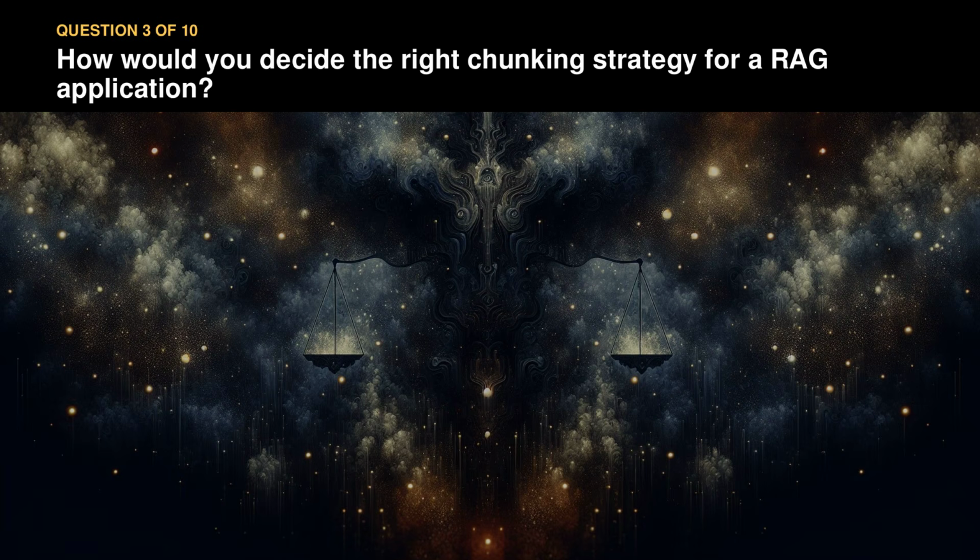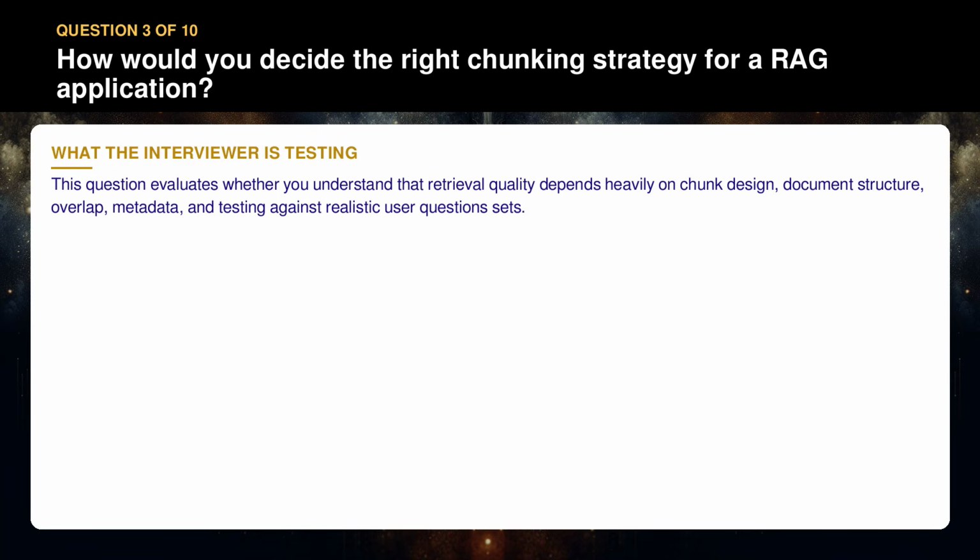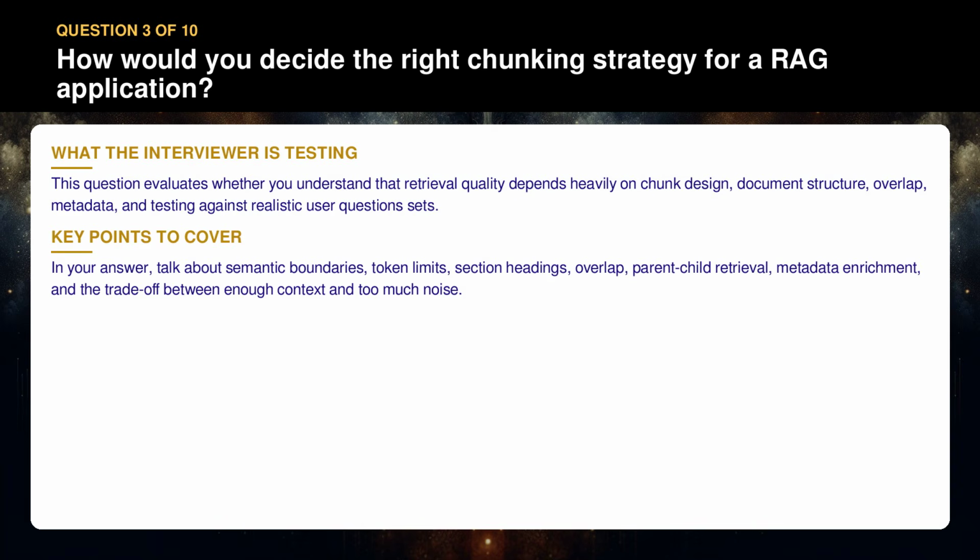Question 3. How would you decide the right chunking strategy for a RAG application? This question evaluates whether you understand that retrieval quality depends heavily on chunk design, document structure, overlap, metadata, and testing against realistic user question sets. In your answer, talk about semantic boundaries, token limits, section headings, overlap, parent-child retrieval, metadata enrichment, and the trade-off between enough context and too much noise.